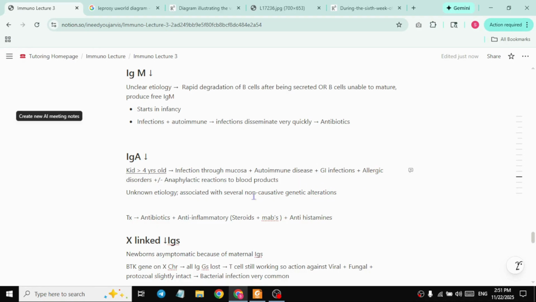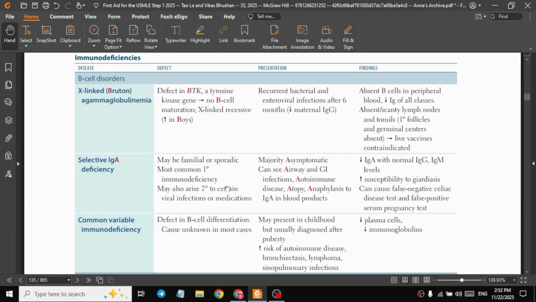Okay, the next couple of things will be allergic disorders, because not having IgA can sort of precipitate this whole allergic atopic phenomena. And then anaphylactic reactions to blood products. We sort of saw this when we did the transfusion reactions, right? The IgA deficient person receiving blood from an IgA normal person, that's going to cause anaphylaxis. Okay, so IgA deficiency. You just look at all of these. Asymptomatic usually, but it can go into airway, atopy, anaphylaxis, and autoimmune.